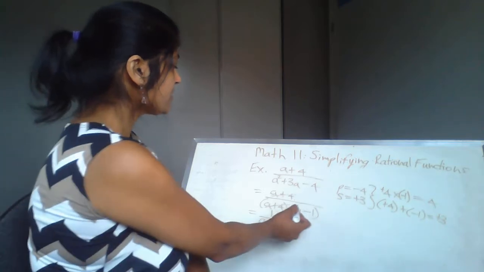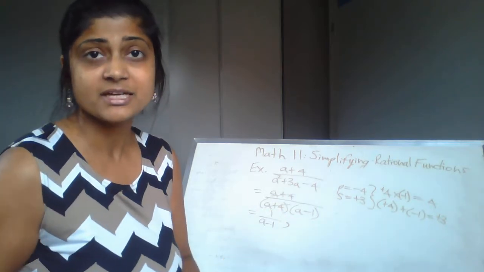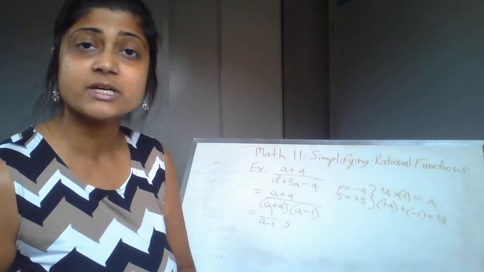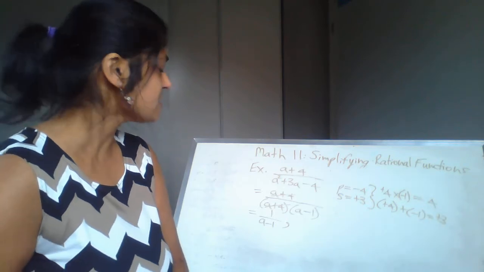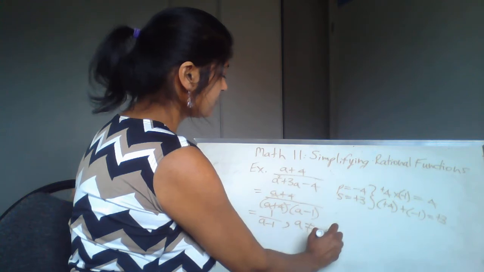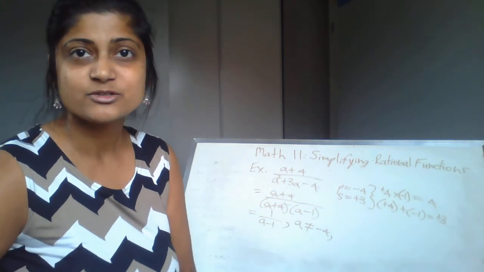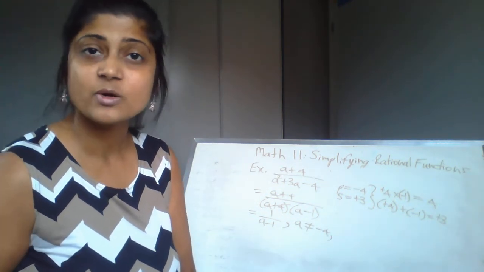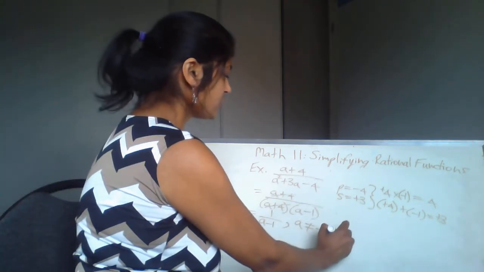Okay, on the bottom here I have a plus 4. Even if it canceled out, I still have to make sure I include it in the restrictions. So it's a plus 4, so I'm going to put a cannot equal to negative 4. In the second factor, I have a minus 1, so a cannot equal to positive 1.